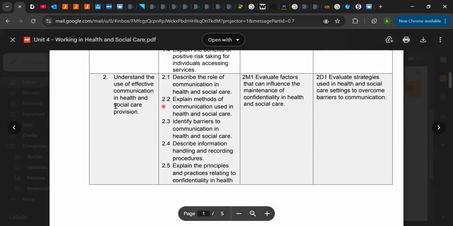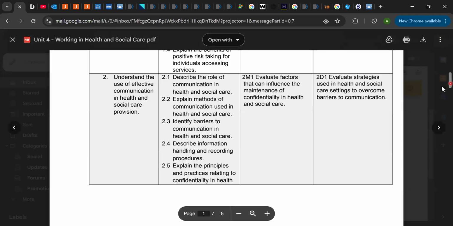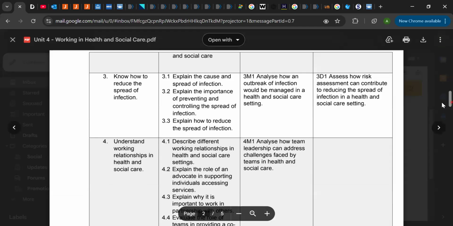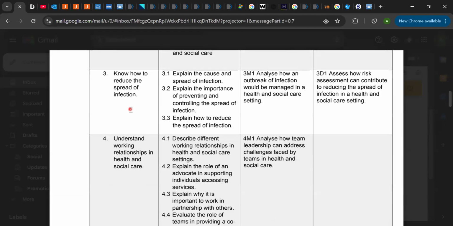The second learning outcome, or the second session, which will happen tomorrow, will focus on understanding the use of effective communication in health and social care provision. How do we use communication? The third is how to reduce the spread of infection.